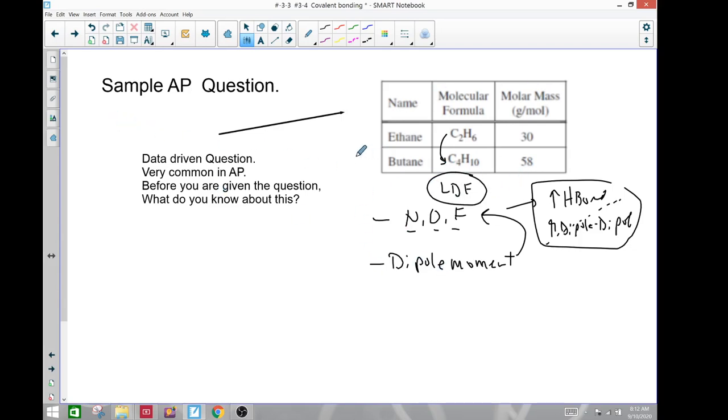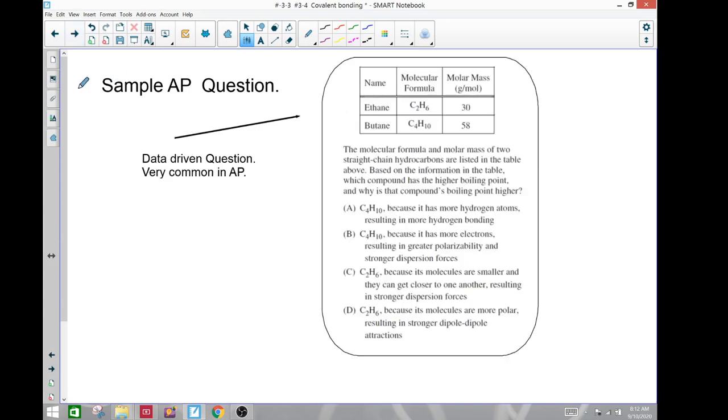Just look at this data to try and figure out what we have, which is really important. And I didn't even ask the question yet. All right, so here we go. Take a look at this guy. What do you think? It gives a molecular formula and a molar mass of two straight chains listed here, and they're giving you a lot of information. Based on the information above, which compound has the higher boiling point? It's going to be this guy because of London dispersion forces, and you'll pick out which one we got here.